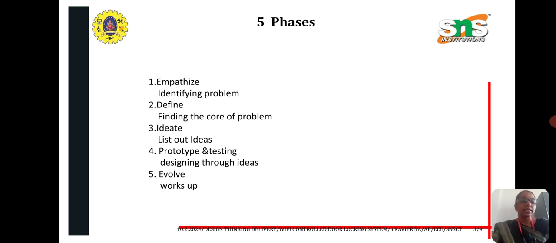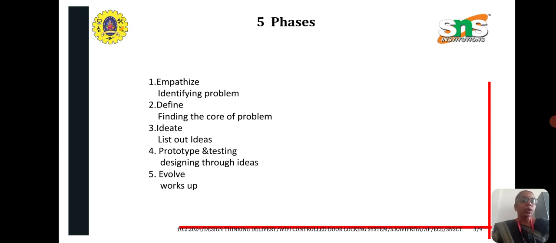First one is empathize. Empathize is nothing but identifying the problems faced by the user. So we'll be doing a field study and we'll be finding what is the problem that is faced by the users. And second stage is define. So from the result of empathize, we'll be finding what is the core of the problem in the define stage. Third one is the ideate. So after finding the core of the problem in define stage, we'll be listing out the ideas for solving the particular problem in the ideate stage. And fourth is prototype and testing.